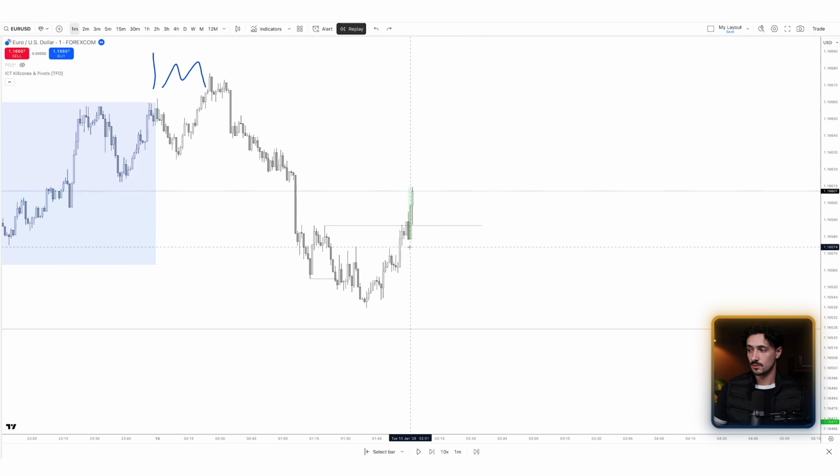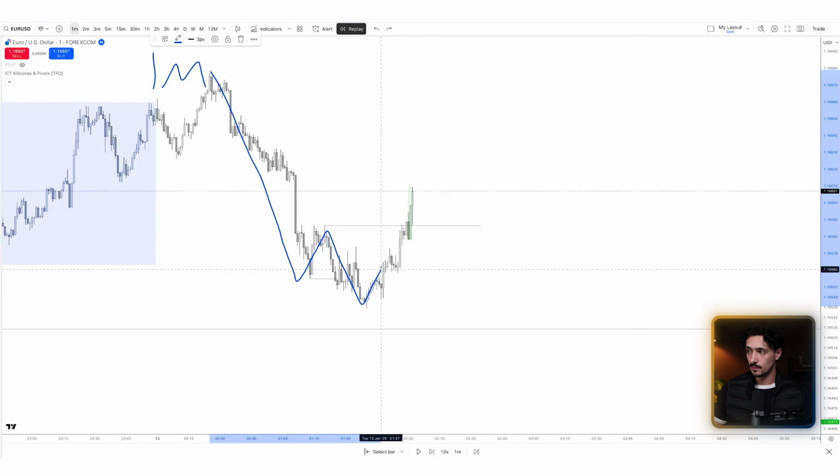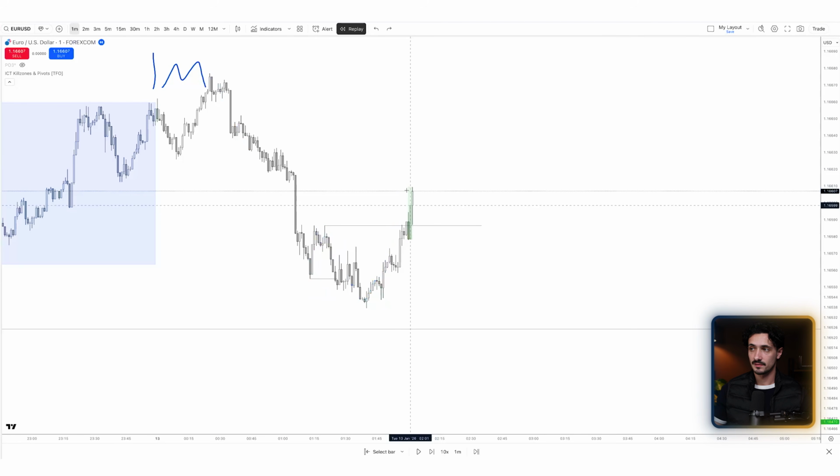And notice that this is the 2 a.m. So now my London session has opened, and we have opened with a structure shift. We were bearish, and now we're bullish, right? The same concept, just on a 1 minute time frame instead of a 15-minute time frame.